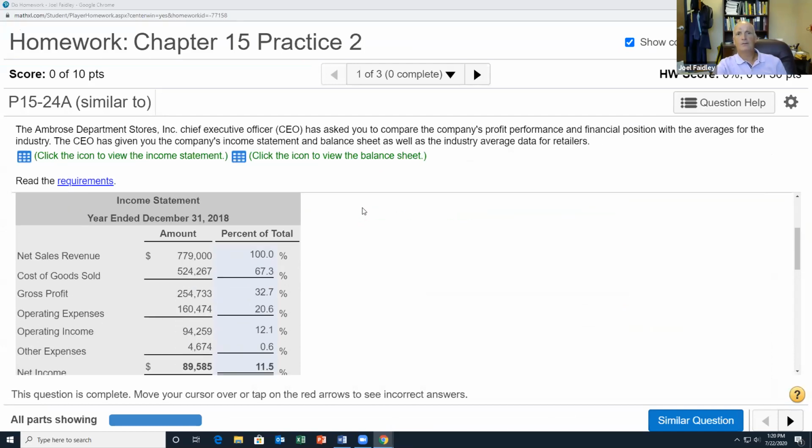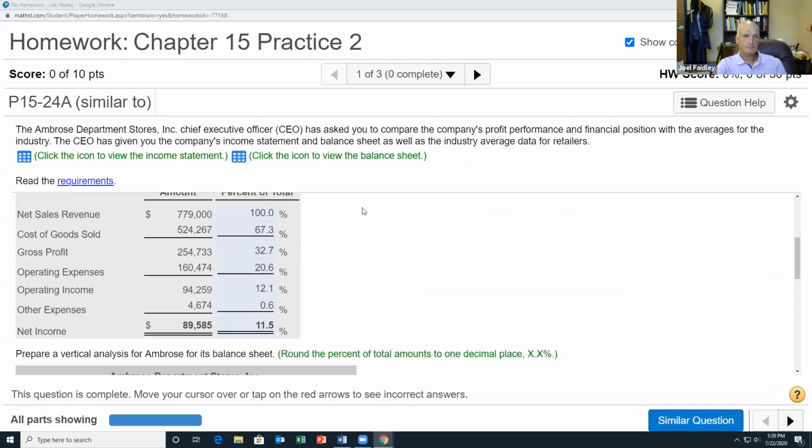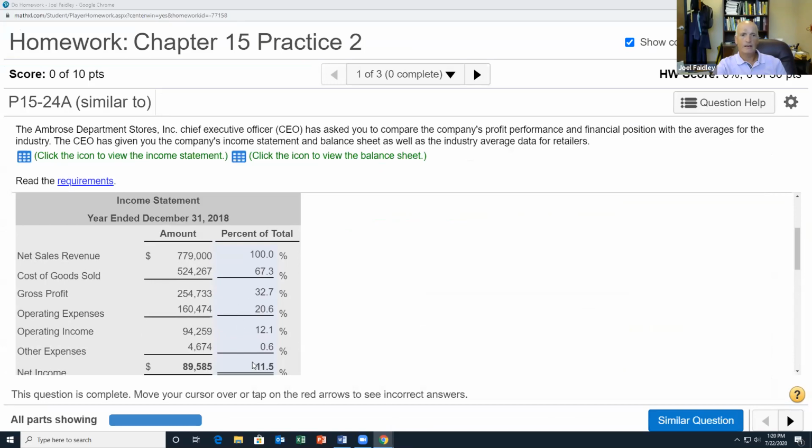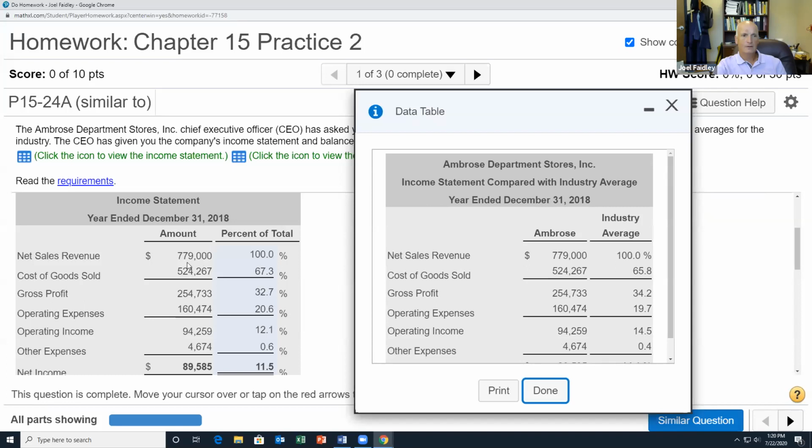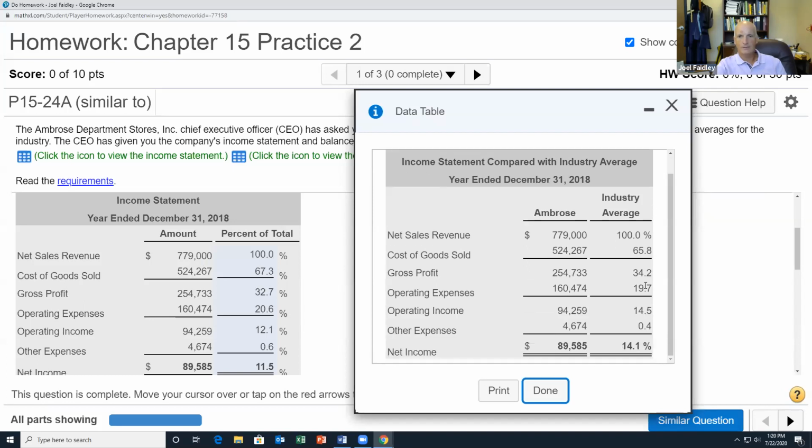All right, practice set 2. Only 3 exercises. So here it looks like we got a vertical analysis, right? You can tell it's vertical because it's going up and down for an income statement. And so they're just showing you the income statement there. They just copied that over, this first column. They also give you the industry average. We'll look at that here in a second, I think.